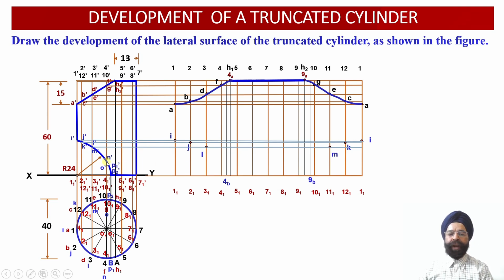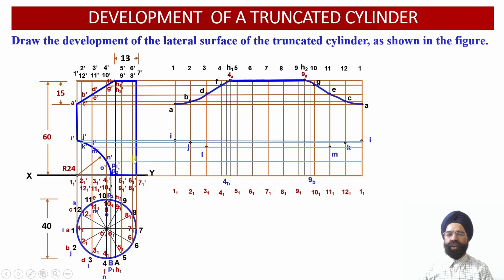Now the next 2 points which correspond to the vertical generators are N dash and O dash over here. N dash point happens to lie onto the vertical generator 4 dash and 4 1 dash. O dash point happens to lie onto the vertical generator 10 dash and 10 1 dash. So we have already seen point N has coincided with 4 and 4 1, and point O has coincided with vertical generator 10 and 10 1 over here.